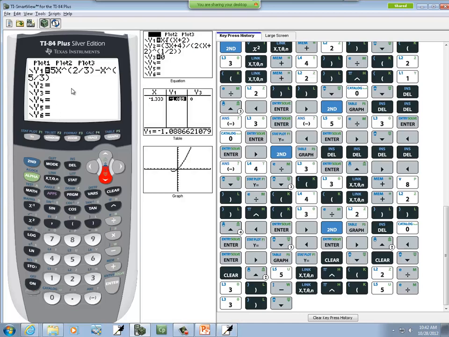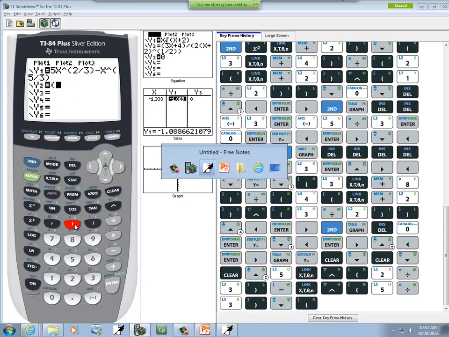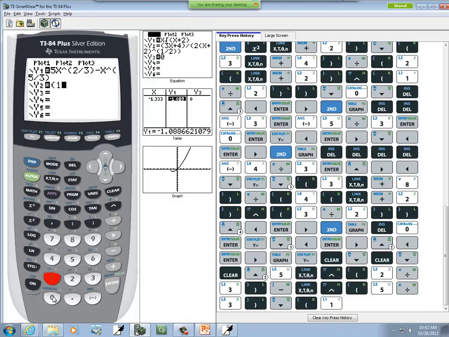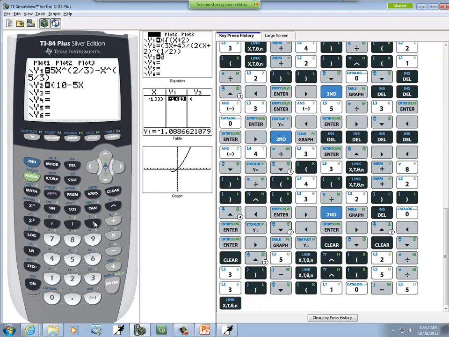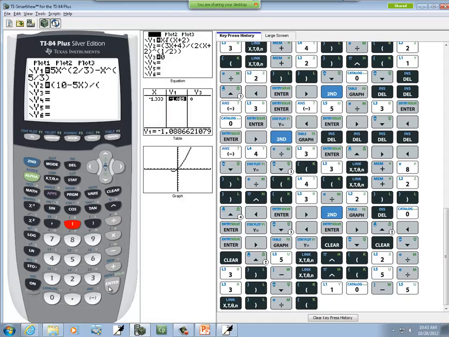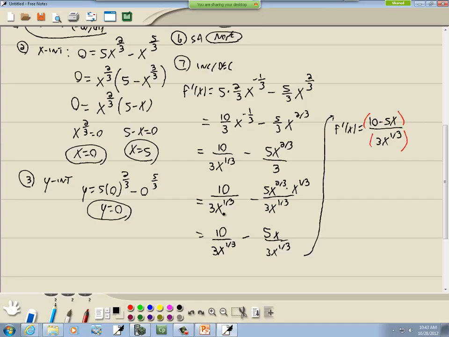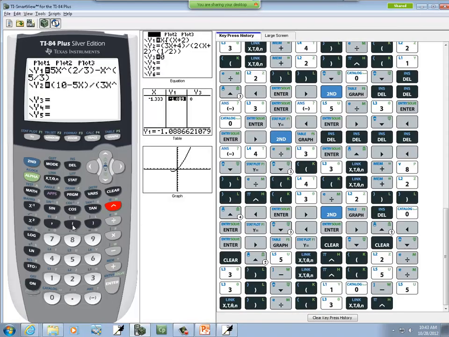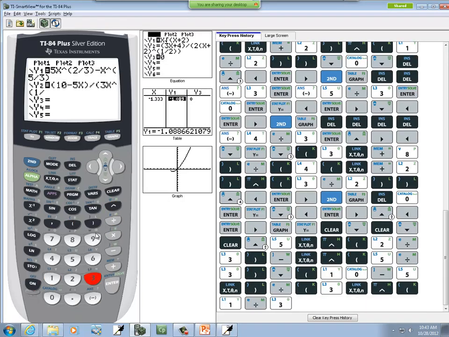So on my y2, I'll put a beginning parentheses, 10 minus 5x, closing parentheses, divided by, beginning parentheses, 3x caret. And since I have more than a single number in my exponent, I have to put parentheses around the exponent also. So beginning parentheses, 1 divided by 3. Closing parentheses on the exponent, closing parentheses on the denominator.